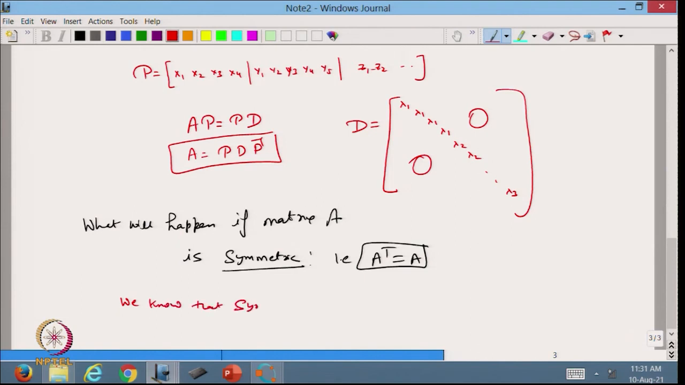Now, we know that a symmetric matrix, when I say symmetric it means it is real, because otherwise it will become the Hermitian matrix when it is complex. So, I am talking about the real matrix. A real symmetric matrix has all eigenvalues real, that we have already proved in my earlier videos.